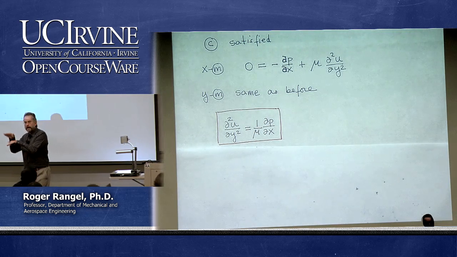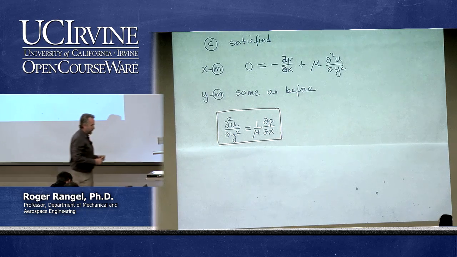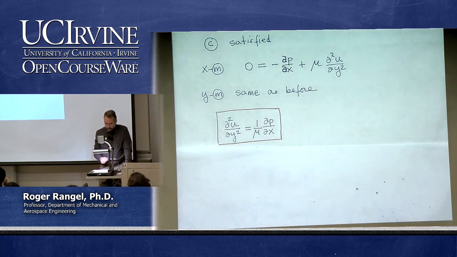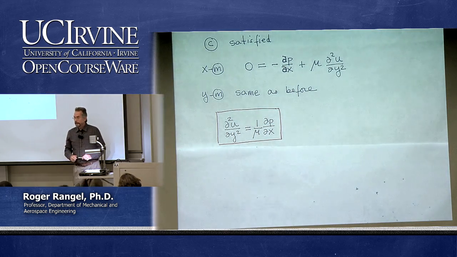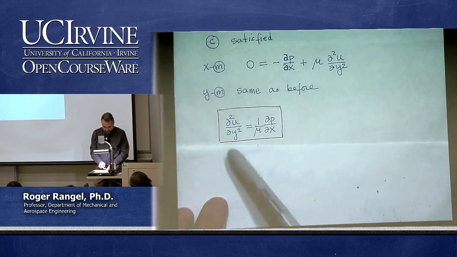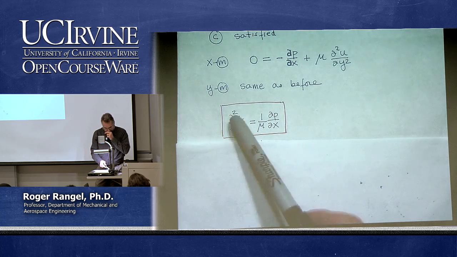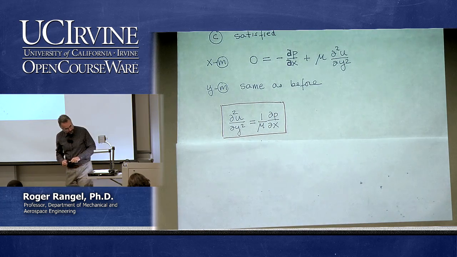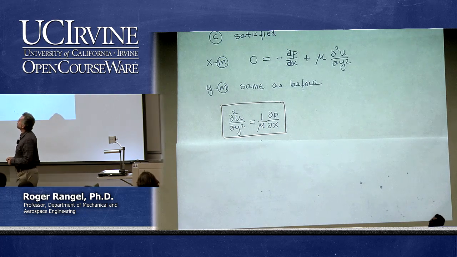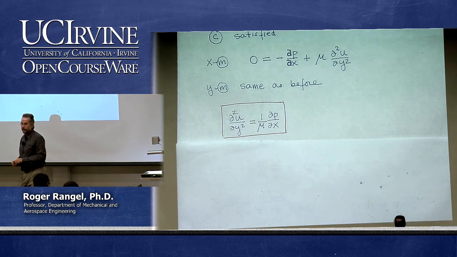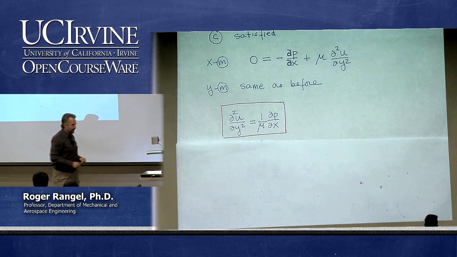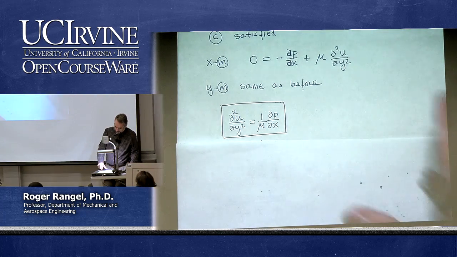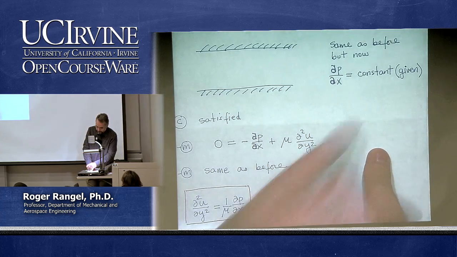And again, always think back to the previous case. In the previous case, there was no pressure gradient, and therefore this was equal to 0. That's why we got the linear profile. So now I'm getting that the second derivative of u, the second partial of u with respect to y squared, is equal to 1 over mu partial p partial x. But I'm saying that this is constant. That this pressure gradient is a constant. Right, we said that above, right there.